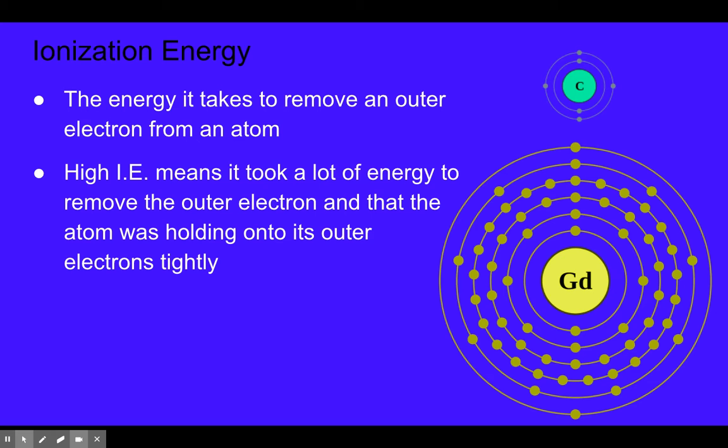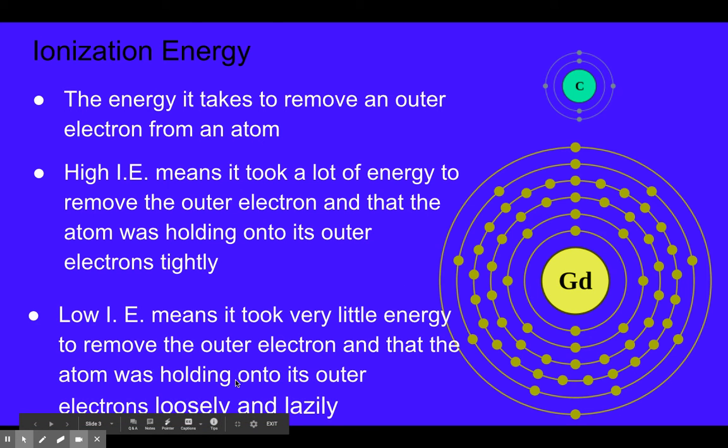Well, if it has a high IE, which is the abbreviation for ionization energy, it means it took a lot of energy to remove the outer electron, and that the atom was holding onto its electrons very tightly. That usually happens in smaller atoms, where the positive nucleus can really attract that outer electron because they're not that far away.